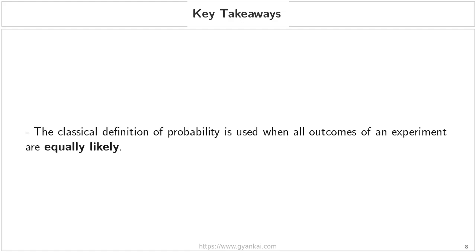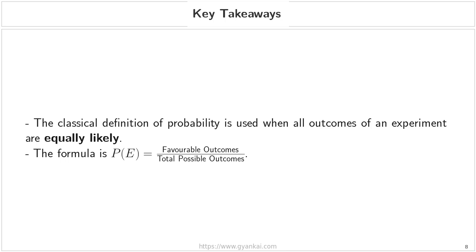Key takeaways. All right, we have reached the end of our lesson. Let's take a moment to recap the key takeaways from today's session to ensure everything is clear before we wrap up. First and foremost, remember that the classical definition of probability is a specific tool. It is only valid to use when we can assume that all possible outcomes of an experiment are equally likely. If the outcomes are biased or weighted, as we discussed in our common mistakes slide, this formula won't apply.